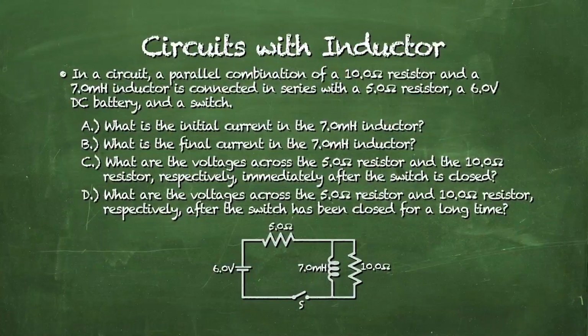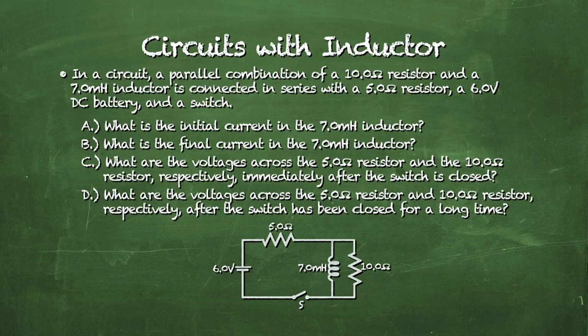Let's work an example of a circuit with inductors. In this circuit, a parallel combination of a 10 ohm resistor and a 7 millihenry inductor is connected in series with a 5 ohm resistor, a 6 volt battery, and a switch. There are several questions. The first two are, what is the initial current in the 7 millihenry inductor, and what is the final current in the 7 millihenry inductor?